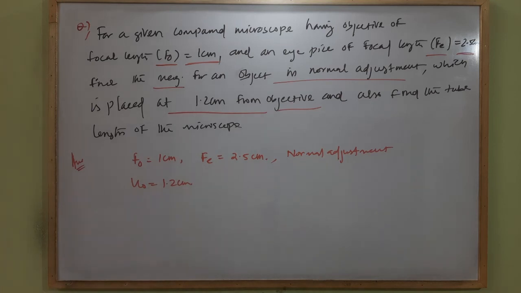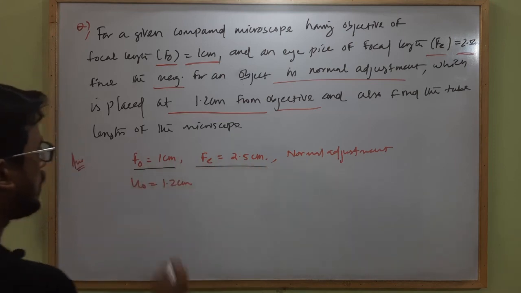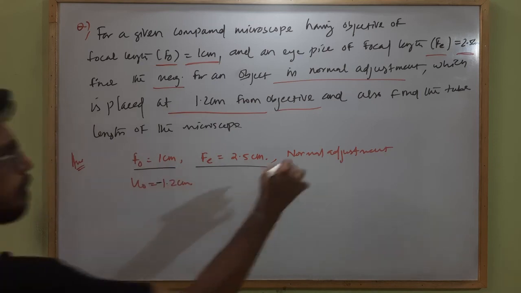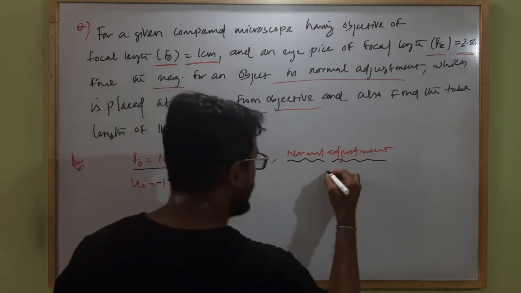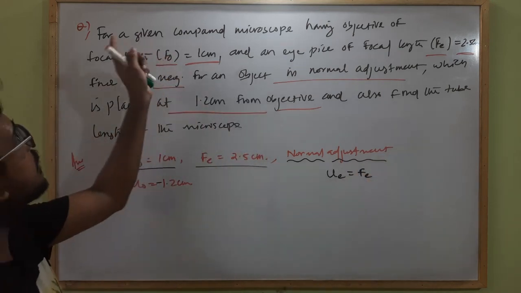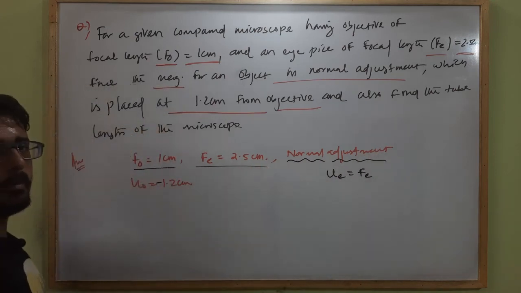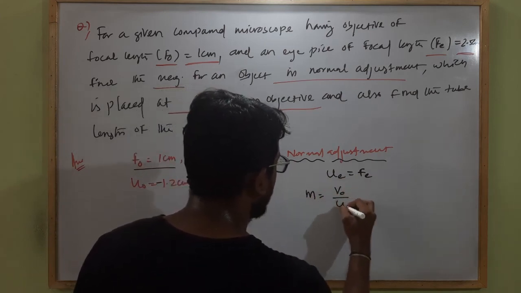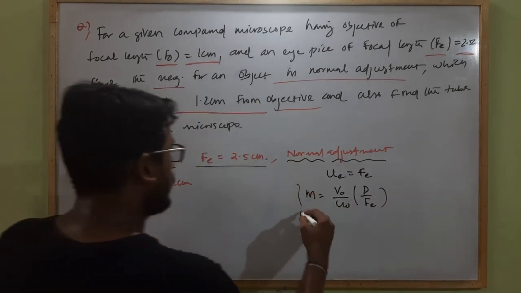So according to sign convention, focal length for both the lenses will be positive because both are convex in nature. And what is the value of U0? As U0 is opposite to the direction of incident ray, it will be negative. Clear? And what is the condition for normal adjustment? Condition for the normal adjustment is the image distance for the eyepiece will be equal to the focal length of the eyepiece. That means the image formed by the objective will lie on the focus of the eyepiece, so that the final image will be formed at infinity. And for this we have the magnification, which is minimum, equal to V0 by U0 into D by Fe. Clear? So this is the condition for normal adjustment.